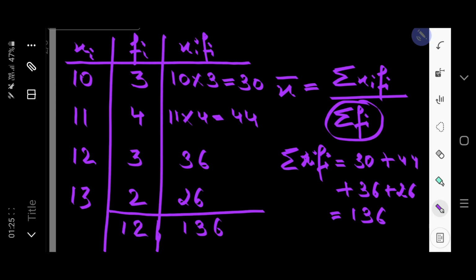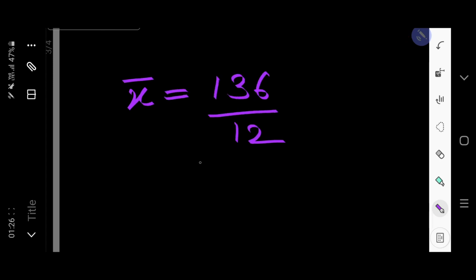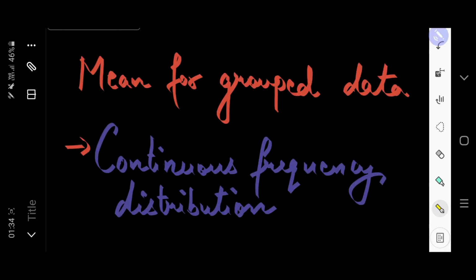So now to find the mean for ungrouped data, we will simply put these two values, 136 and 12, in the formula. So we have x bar equals 136 divided by 12, which is 11.33. So we have the mean for ungrouped data to be 11.33. So this is our answer for this example. I hope this is clear till now. Now let's see how to calculate the mean for grouped data, where we are provided with a continuous frequency distribution.